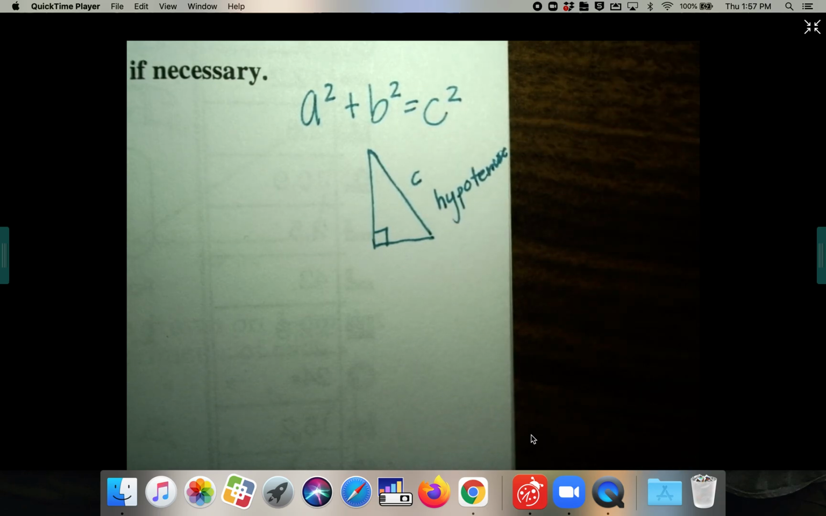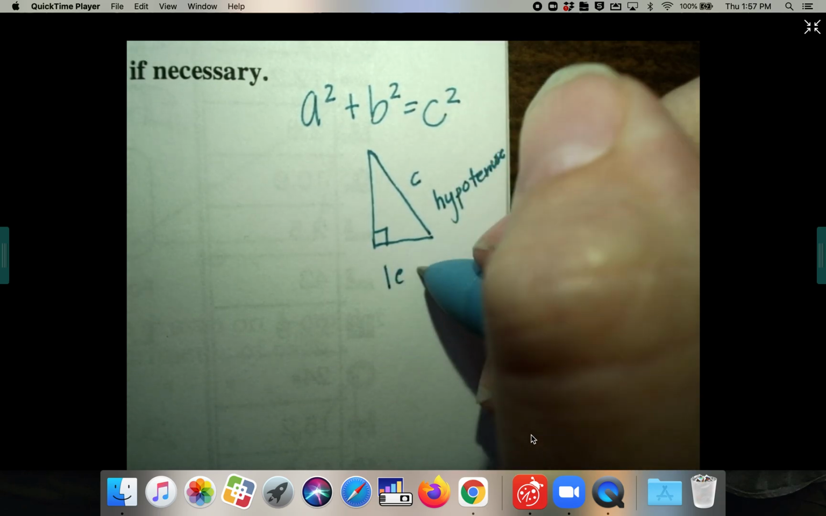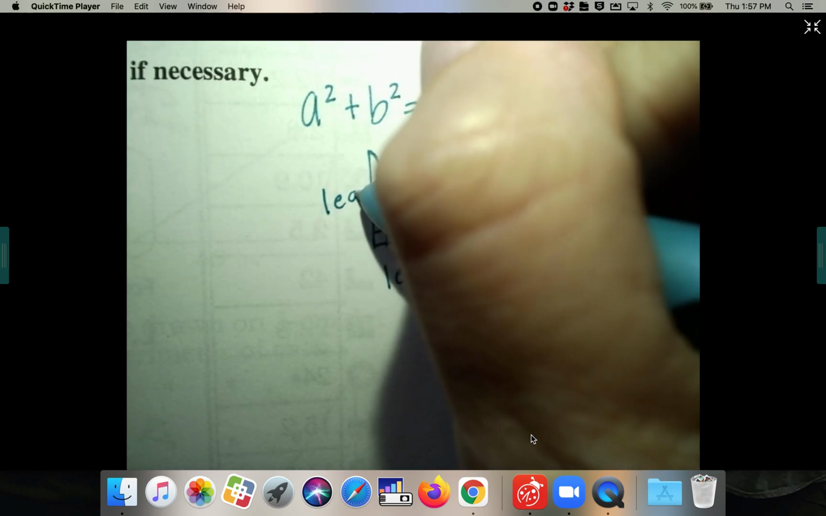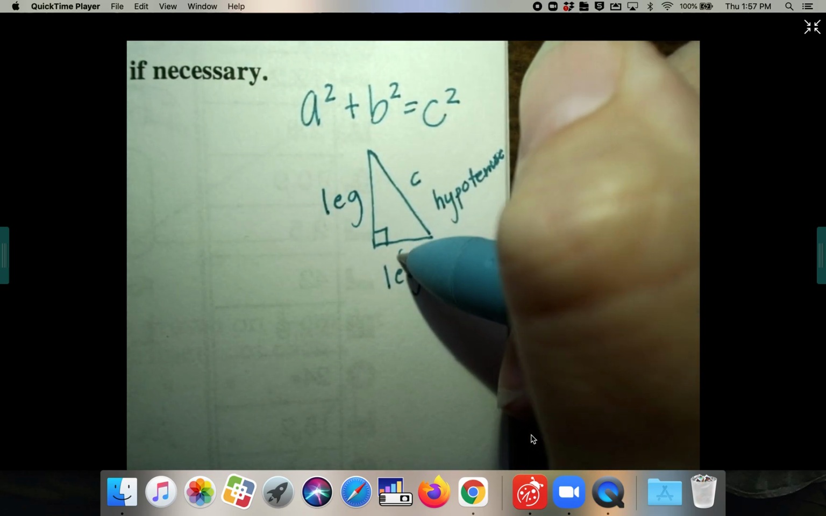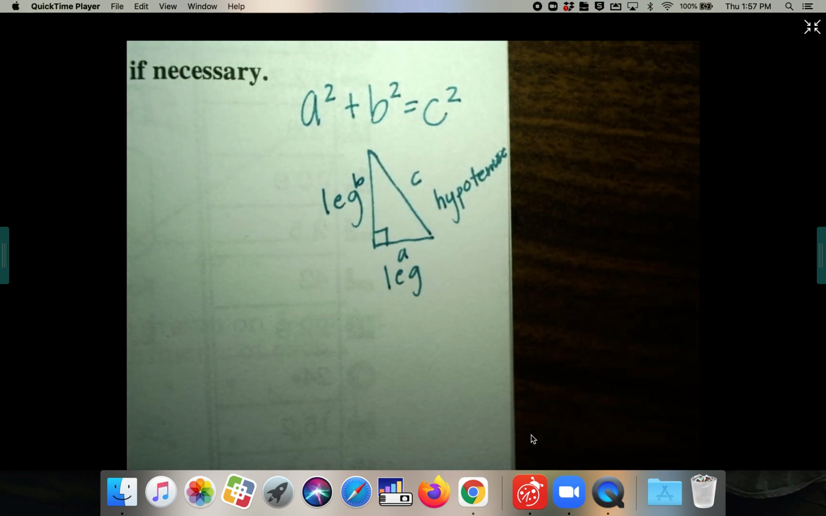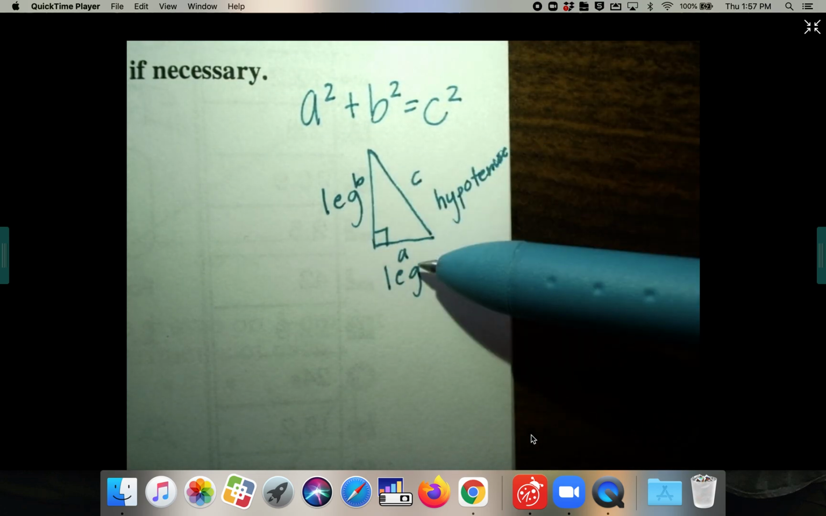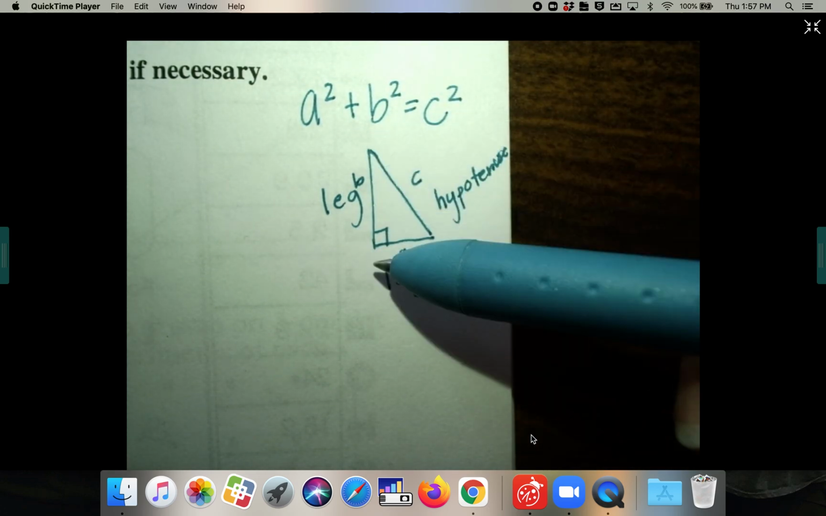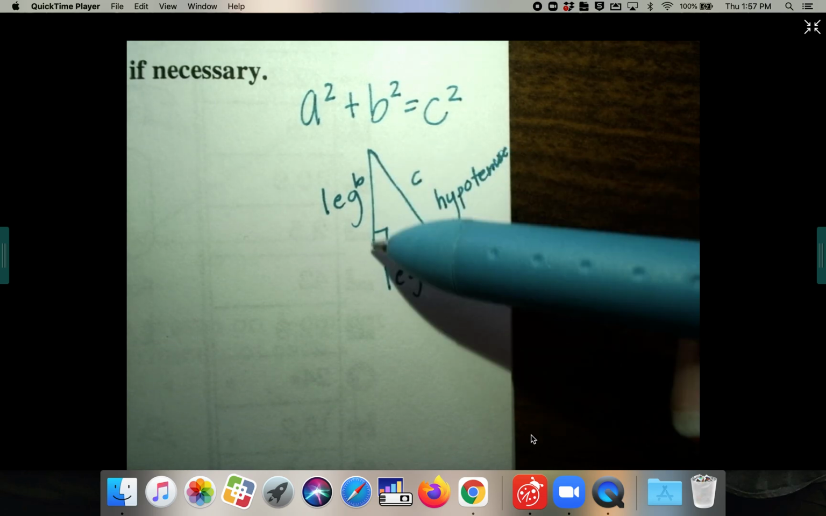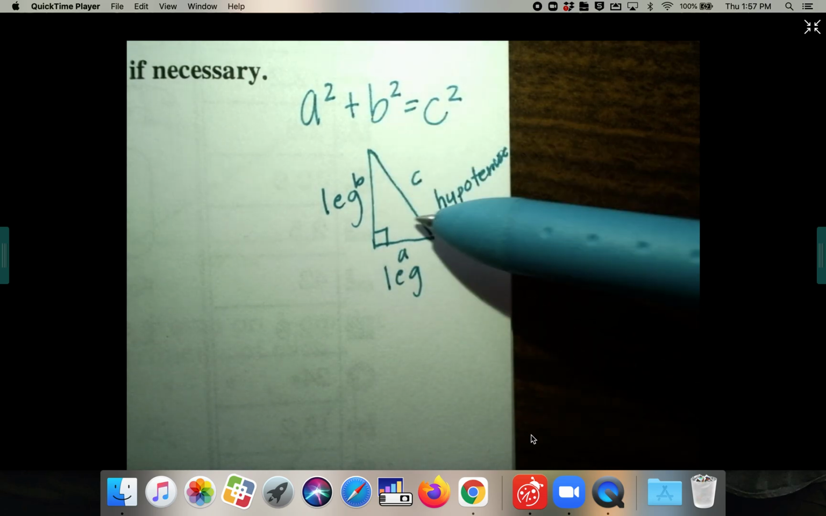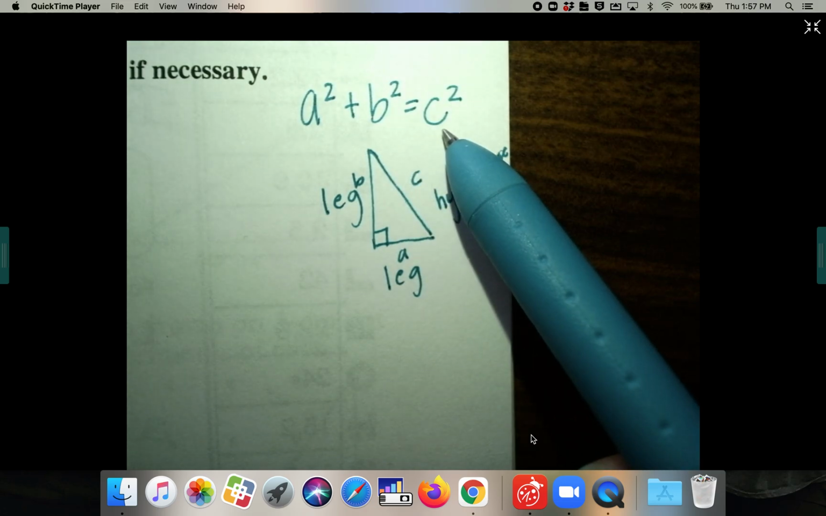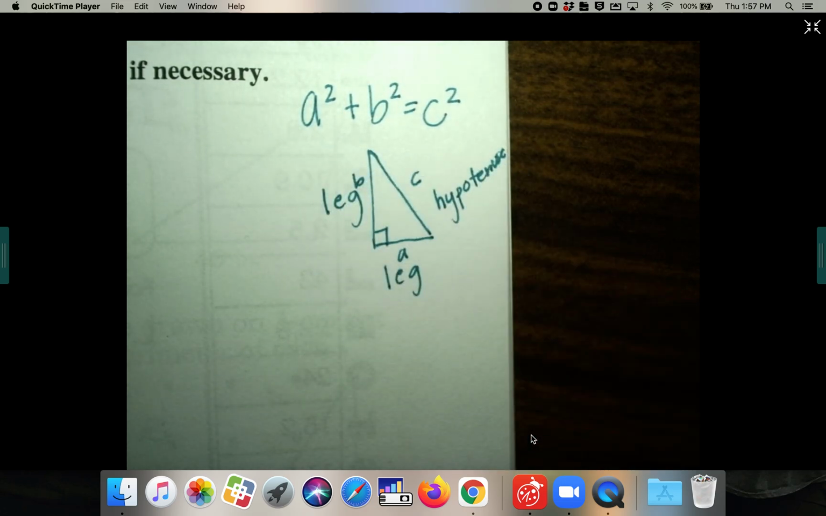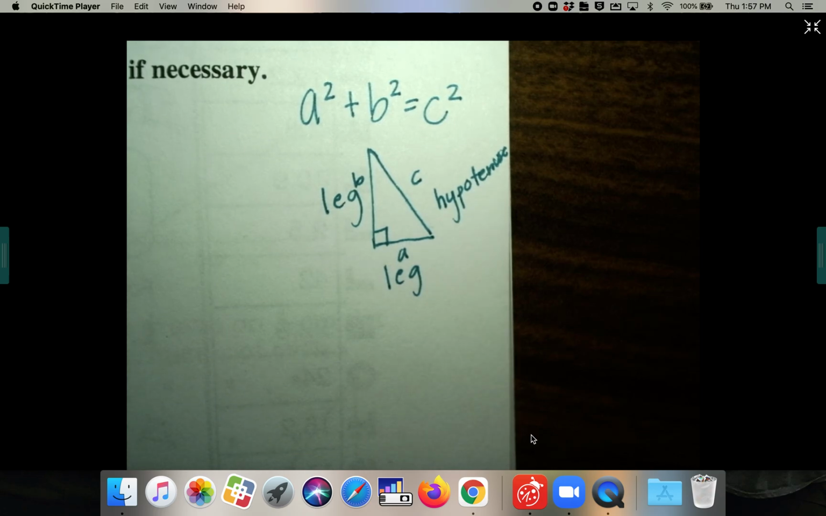Hypotenuse. I ran out of room, but that's okay. The a and the b are the legs, and this could be a or b, and this could be a or b. So a, b, c, you can always find the length of either a, b, or c if you have two of the others, and you use the Pythagorean theorem. We're going to use this today to find some missing side lengths.